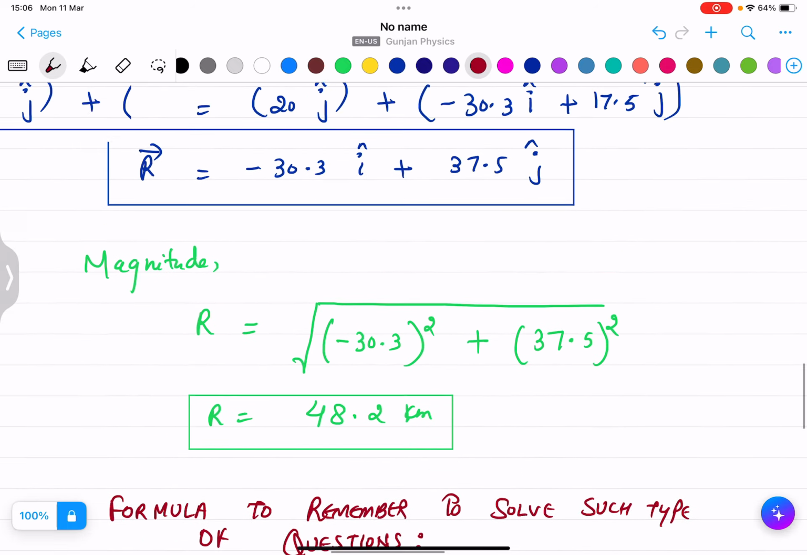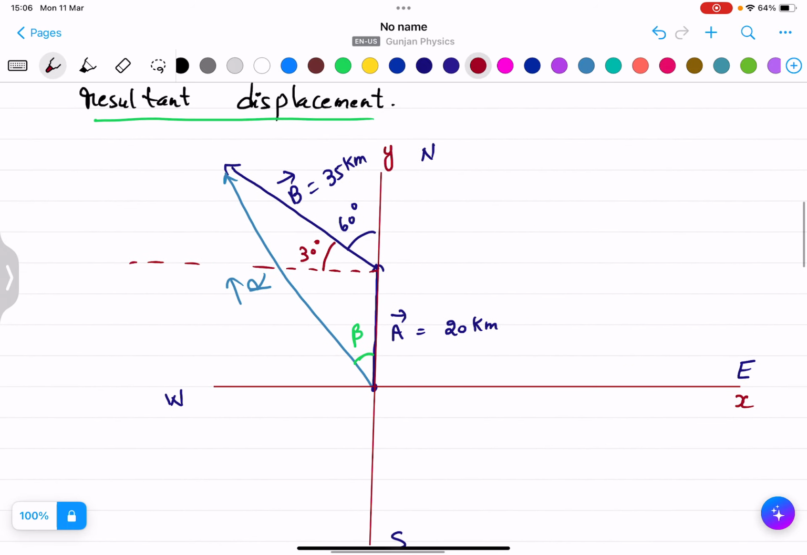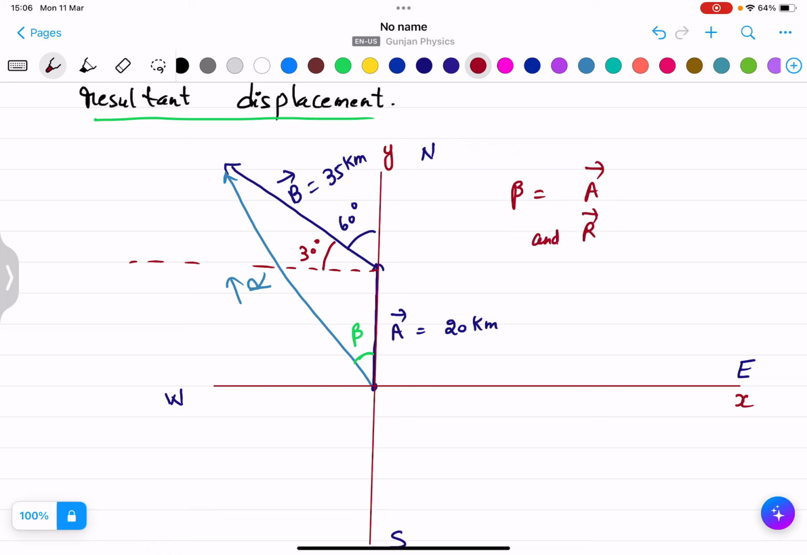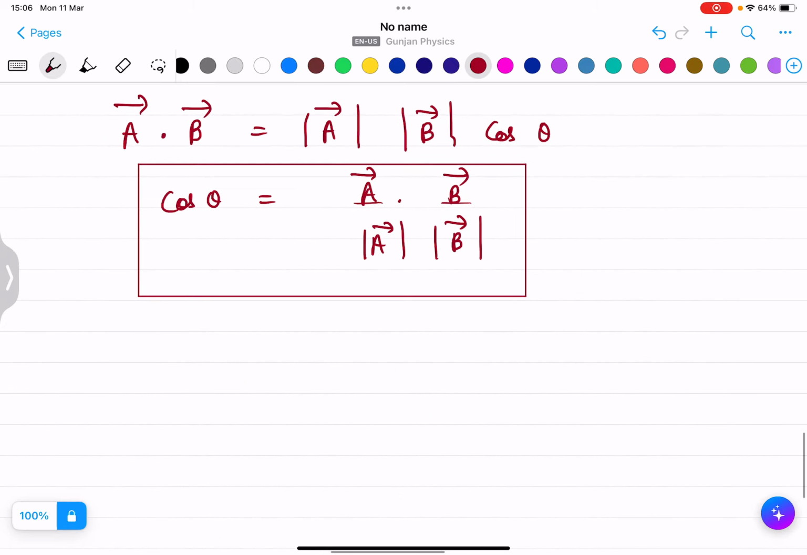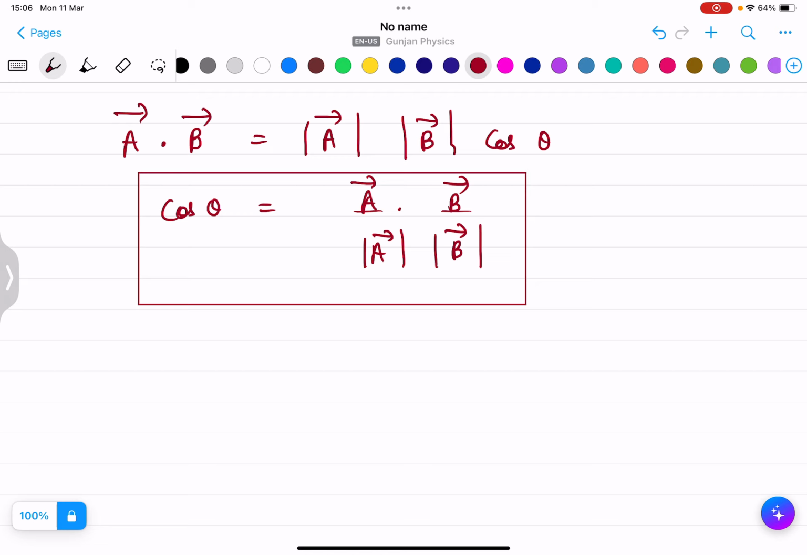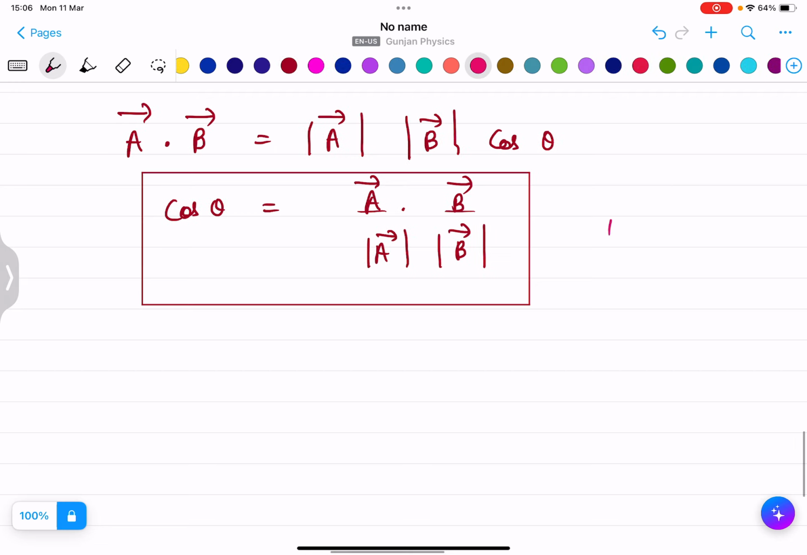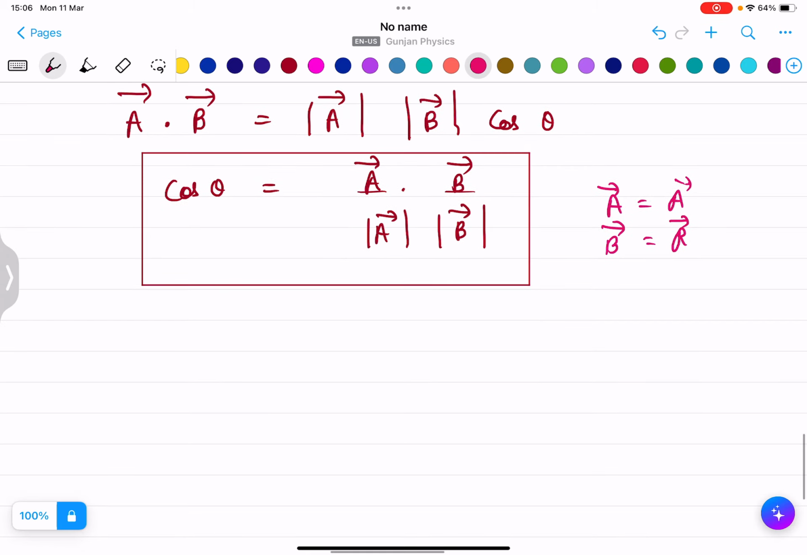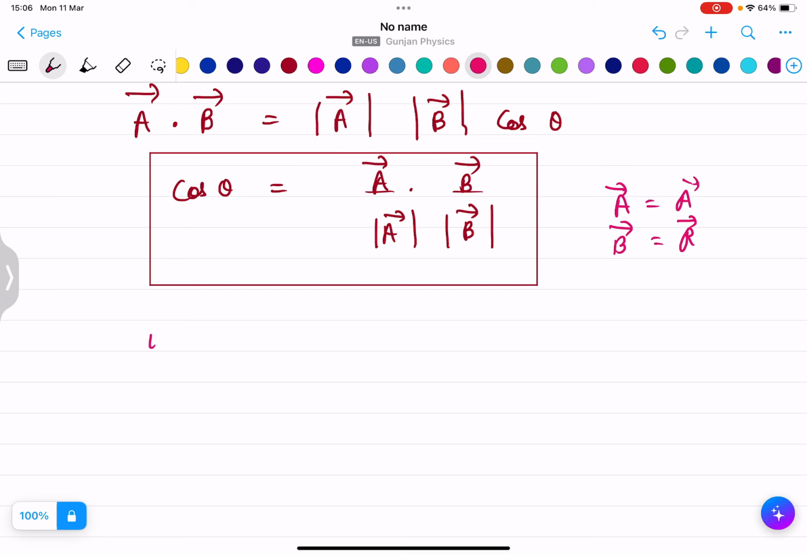Now to find this angle, we need to deal with vector A and vector R. You can see the angle beta is between vector A and vector R. So we need to look for vector A and vector R. Now this is my formula. In this case, vector A is vector A, but vector B is another vector, which is vector R.